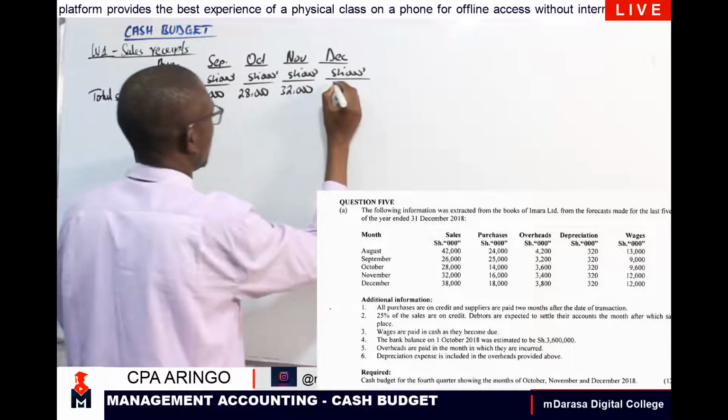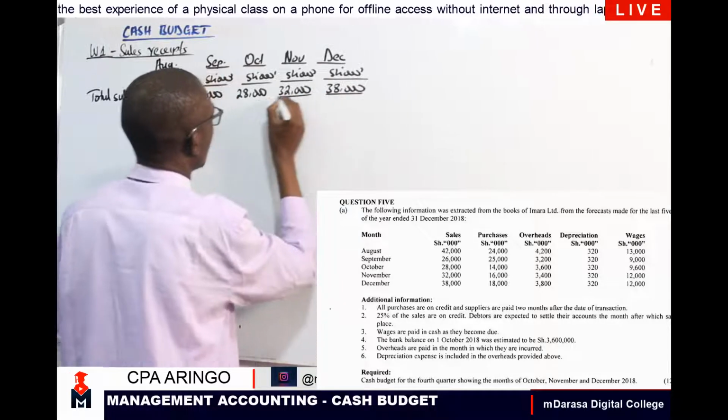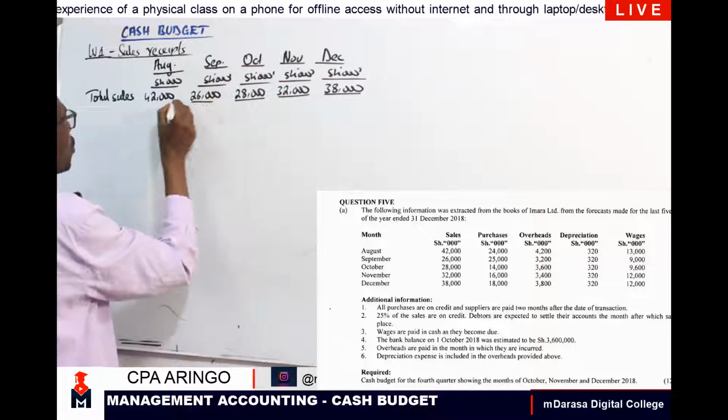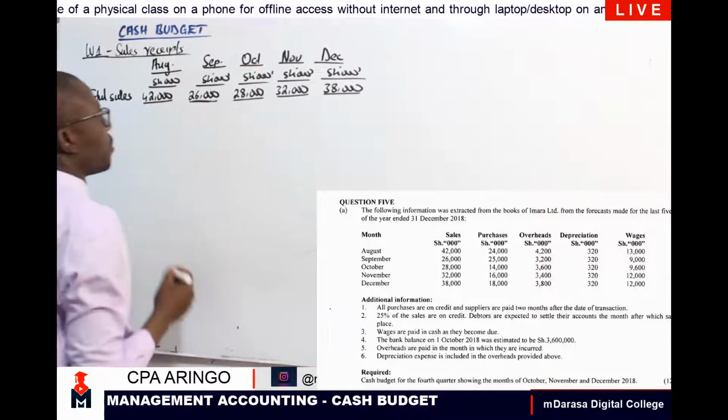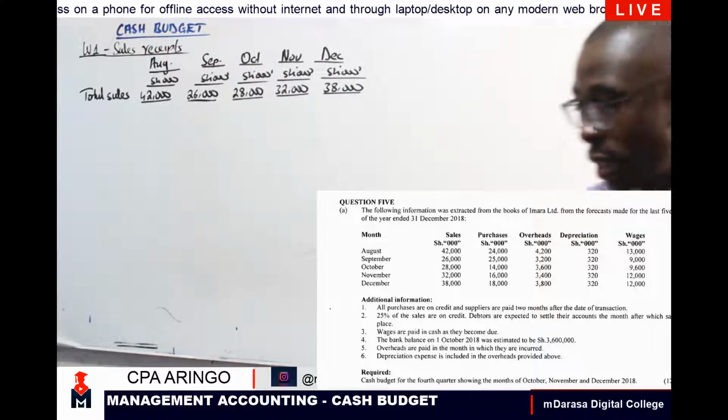December, we are having 38,000. So these were our total sales. I'm not interested in the sales that we made. I'm interested in the cash that we collected. So therefore, consider the cash that we collected here.